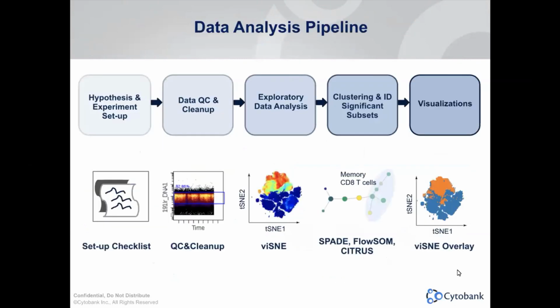Other than running Citrus by itself, you can also incorporate Citrus into a data analysis pipeline with other algorithms like viSNE. So in this workflow, you can run viSNE first, and then run Citrus on your viSNE data, so that your Citrus results will have these t-SNE1 and t-SNE2 channels, where you can now overlay your Citrus cluster back onto viSNE to identify the phenotype and what the cluster looks like on the viSNE map.